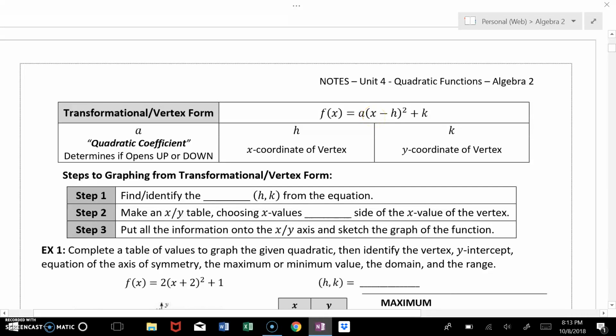So step 1, we're going to identify the vertex from the equation, which we should feel really good about doing. Step 2, I'm going to make an xy table, choosing x values either side of the x value of the vertex. In step 3, put all the information onto the xy axes and sketch the graph as a function.